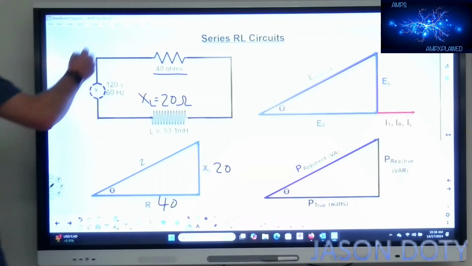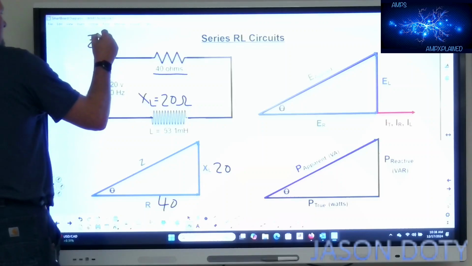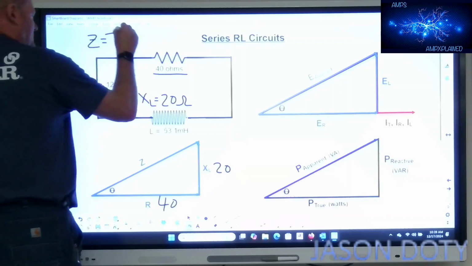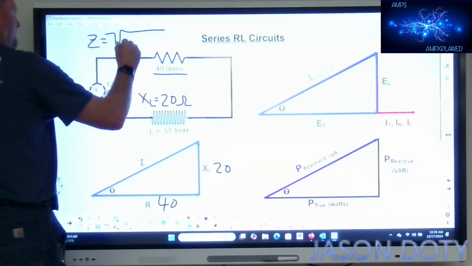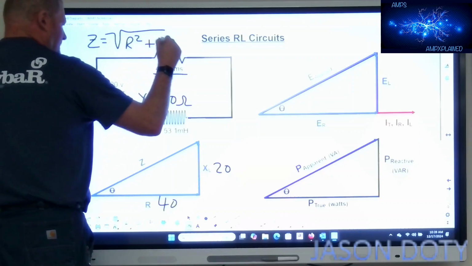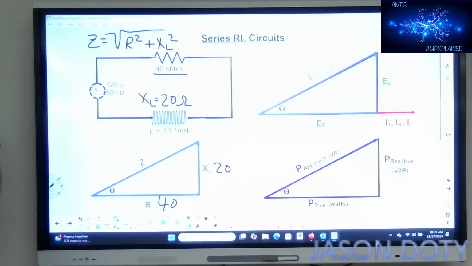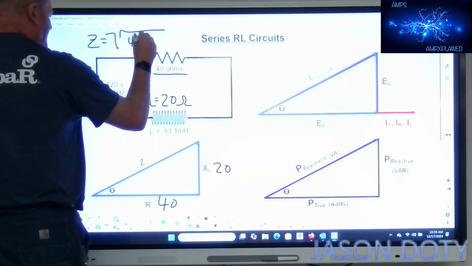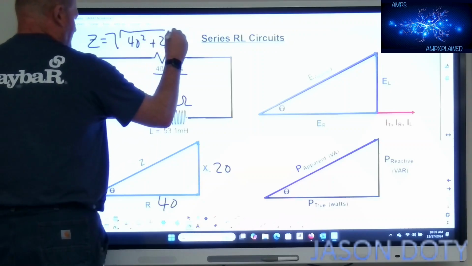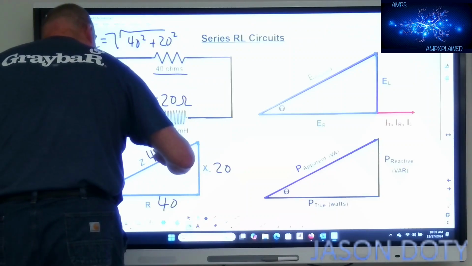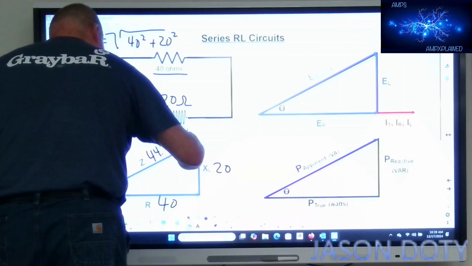So we're going to use Pythagorean's theorem, which will mean that impedance will equal the square root of the resistance squared plus the X of L, the inductive reactance squared. In this case, 40 squared plus 20 squared, which gets us an impedance of 44.72 ohms.